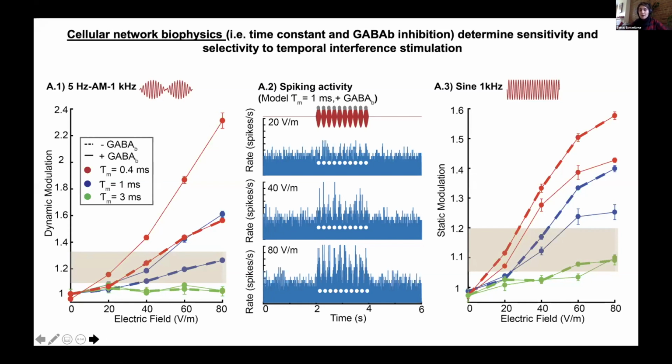And another thing that I really love to dig into and talk about is the spiking activity. In the model, I looked at the spiking activity during the simulation. For the models, we had significant effects for 40 or 80 volts per meter, but for 20 we didn't. However, in the spiking activity, we see some random increase, which is not enough to modulate the gamma oscillation.